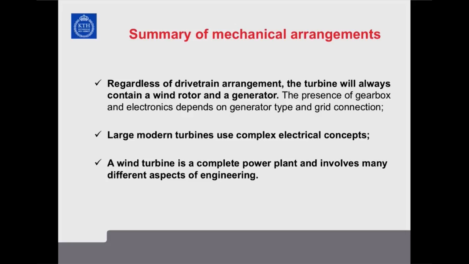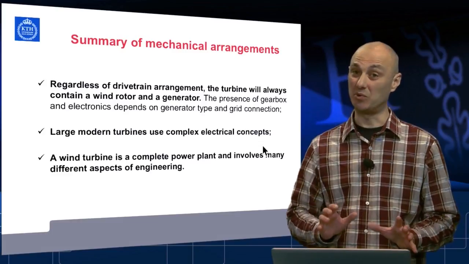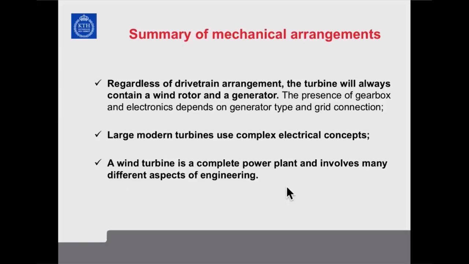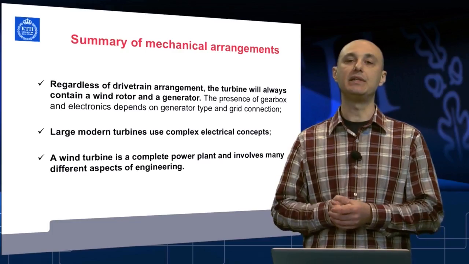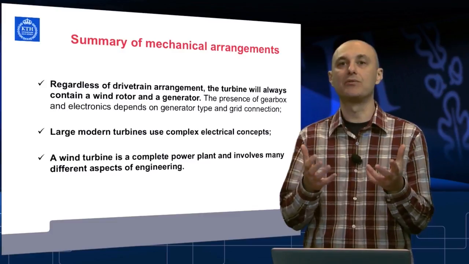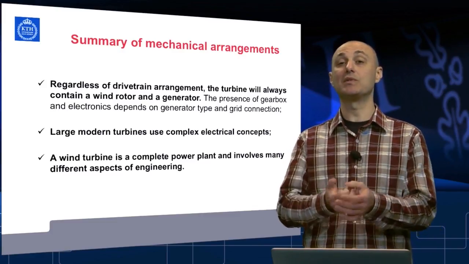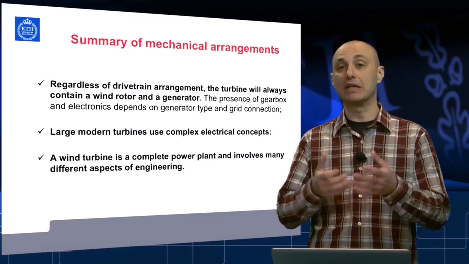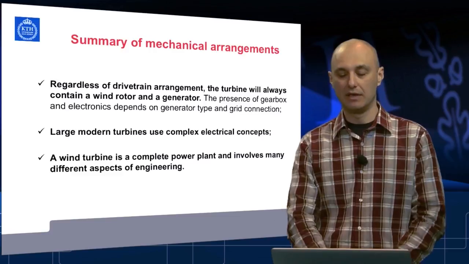How the grid connection is achieved, again, depends on the choices in electrical components and on how the turbine is supposed to perform. Large modern turbines all use somewhat complicated electrical concepts. The mechanical arrangement is not so important anymore as it was with the early types. A wind turbine is a super complete power plant. It involves very, very different and various fields of engineering. It is impossible to say that you are a specialist in wind turbines, because then it means that you are a specialist in everything from aerodynamics, mechanical engineering, electrical engineering, and you get it.